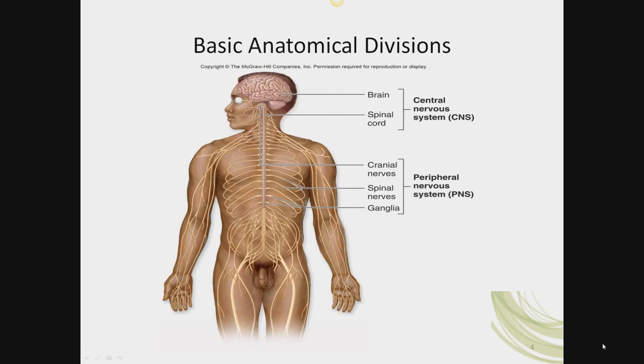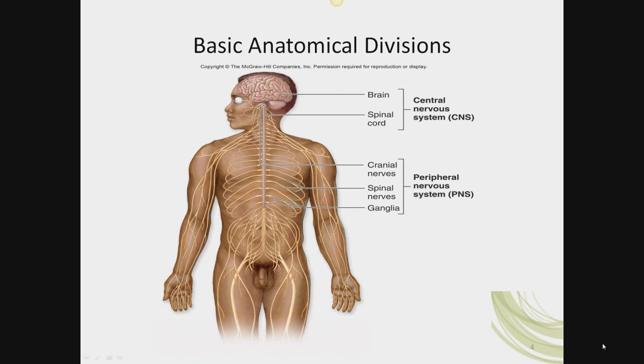So it's time to review our basic anatomical divisions. We have two main divisions, central nervous system and peripheral nervous system. The central nervous system is composed of the brain and spinal cord. That's it. If you are 1/10 of a millimeter outside of the spinal cord, then you are no longer in the CNS. You will now be in the peripheral nervous system.